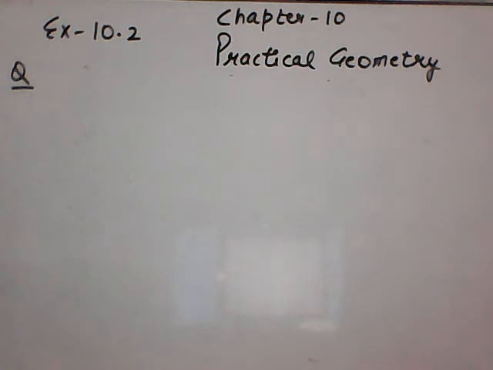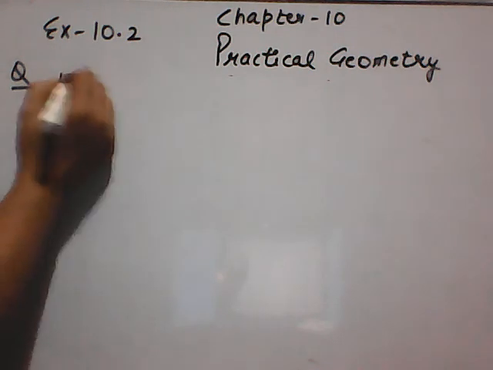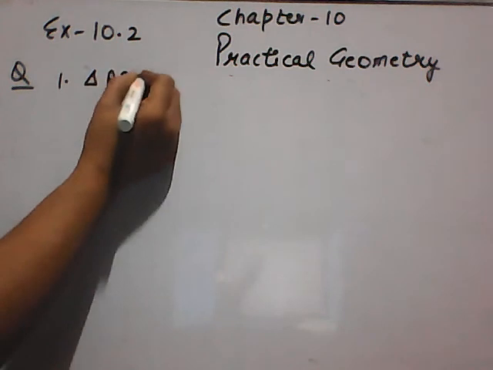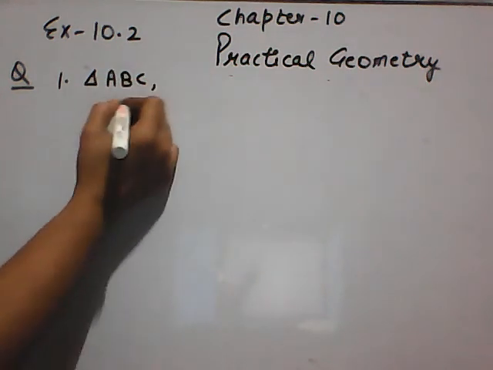In this question, certain sides and angles of triangles are given to you. You have to identify those which cannot be constructed and why you cannot construct them. If you can construct the triangles, then you have to construct them. In the first case, you have to construct a triangle ABC and measurements are given to you.